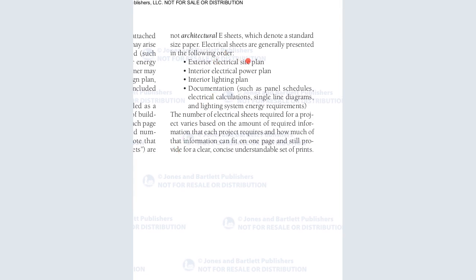Electrical sheets are generally presented in the following order: the exterior electrical site plan comes first. These sheets are normally printed separately. We have the interior electrical plan, and the interior lighting plan. The power plan is not put together with the lighting plan.